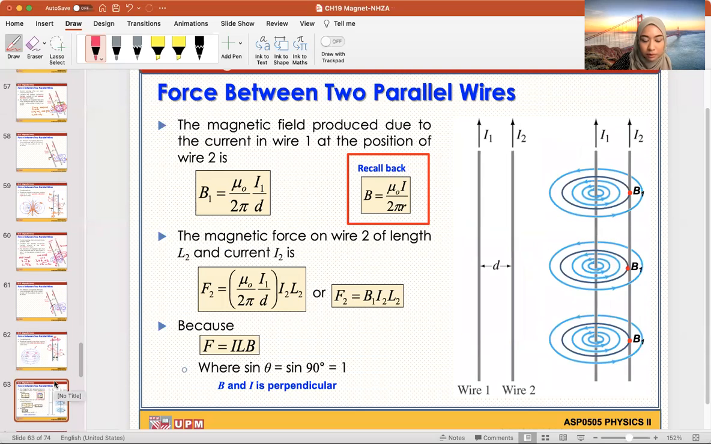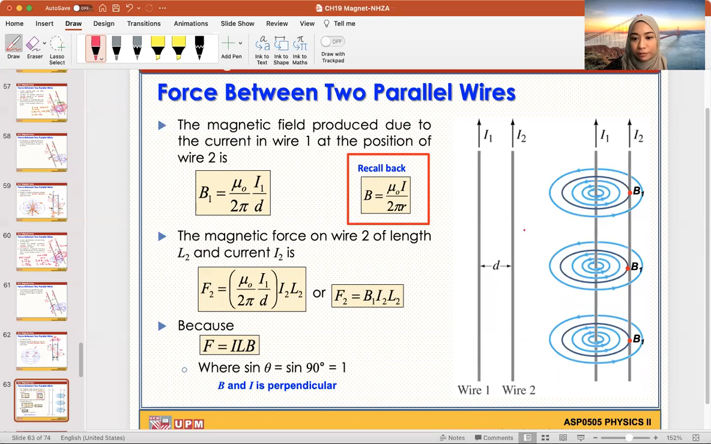Right. Okay, so we talked about the theory, I mean, using the right hand rule and stuff, right? What happens when we have I, we got B. When we have I and B, we get F. Now it's time to calculate as usual. So the magnetic field produced due to the current in wire 1 at the position of wire 2.